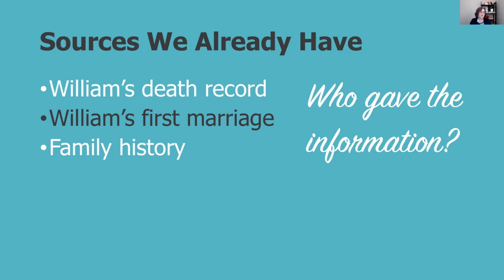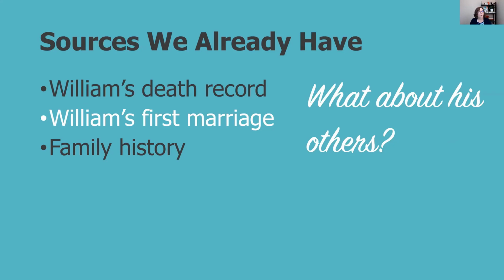Okay. So if we have the record of William's first marriage, what about his other marriages? If your ancestor was married 3 times and you descend from the first marriage, well, those other 2 marriages could have information that is pertinent to that question that you're asking. So, okay, we have William's first marriage, but what about his other marriages? So, getting that really good starting point of analyzing what we already have.